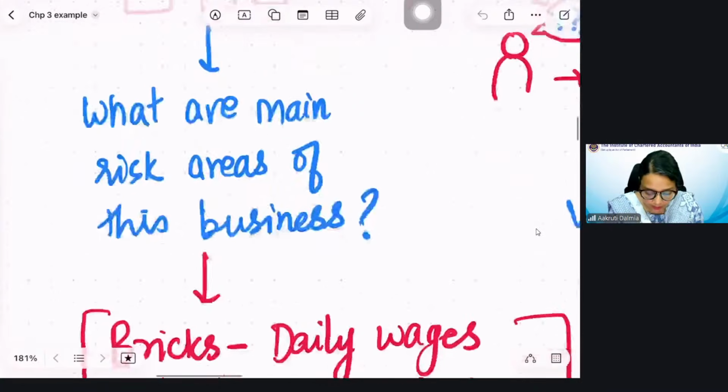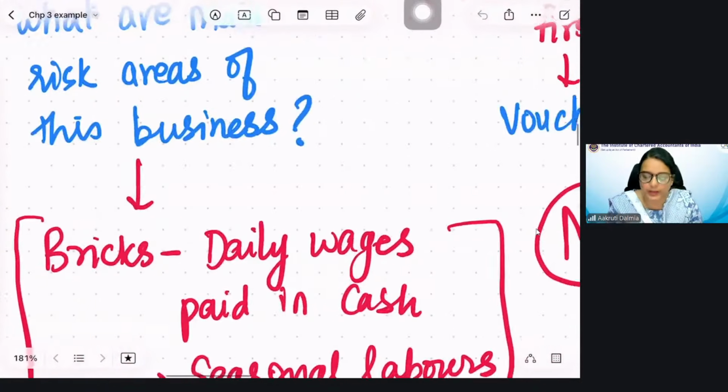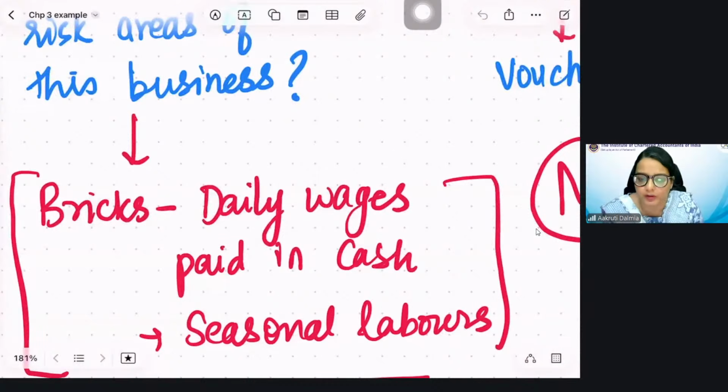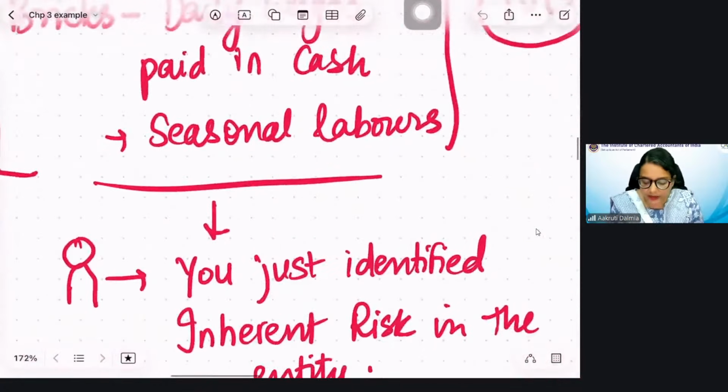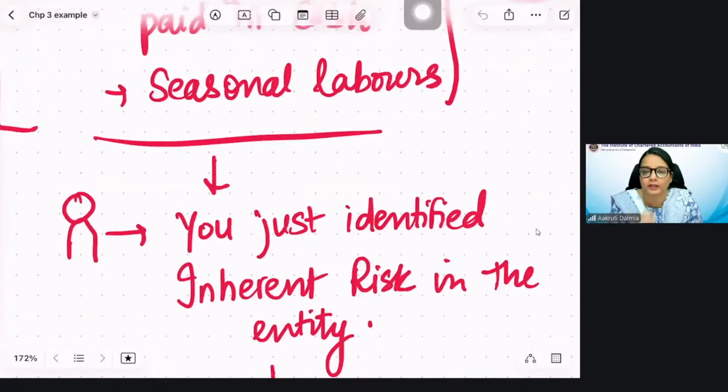So let's say bricks are made by some seasonal labors, okay, and most of the time they might be paid daily wages and they might be paid in cash because they might be migrant laborers, they might not have a bank account, they might not have a permanent address. So there could be a lot of issues because of which in a brick making factory the laborers might be paid in cash. Okay, so this is a risk area. Now what happens when they do? So you just identified inherent risk in the entity.